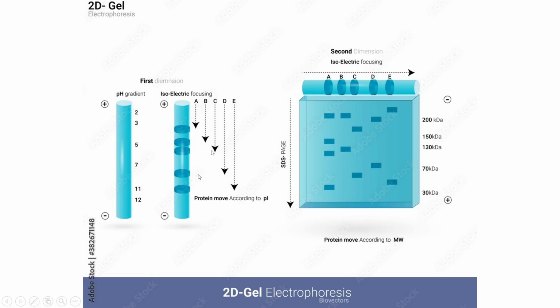Then you need to take this same strip and align it in a horizontal format in order to run the gel vertically. As soon as you place it, you can do SDS-PAGE, and the proteins of that specific pI will get separated, and you will get better separated proteins in 2D gel electrophoresis as compared to one-dimensional SDS-PAGE.